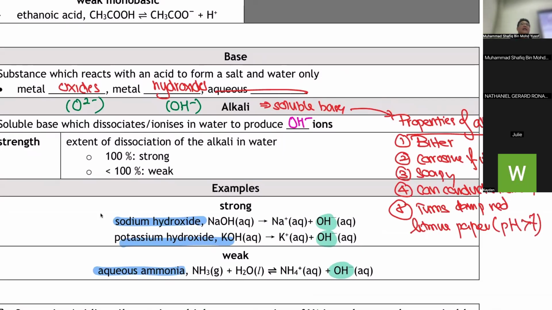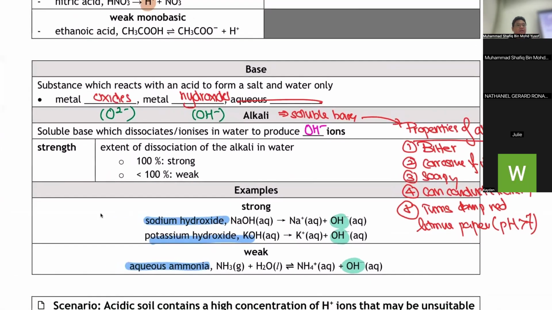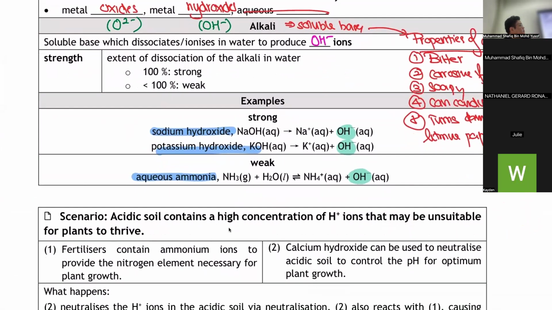So again, alkaline, they must dissolve in water. Then they can show all these properties. Please take note of that. So acid and alkaline are roughly the same. It's just that one is H plus, one is OH minus in this case. Okay, good. Any questions? All right. So this one you all can take a look. This one you all can read by yourself.